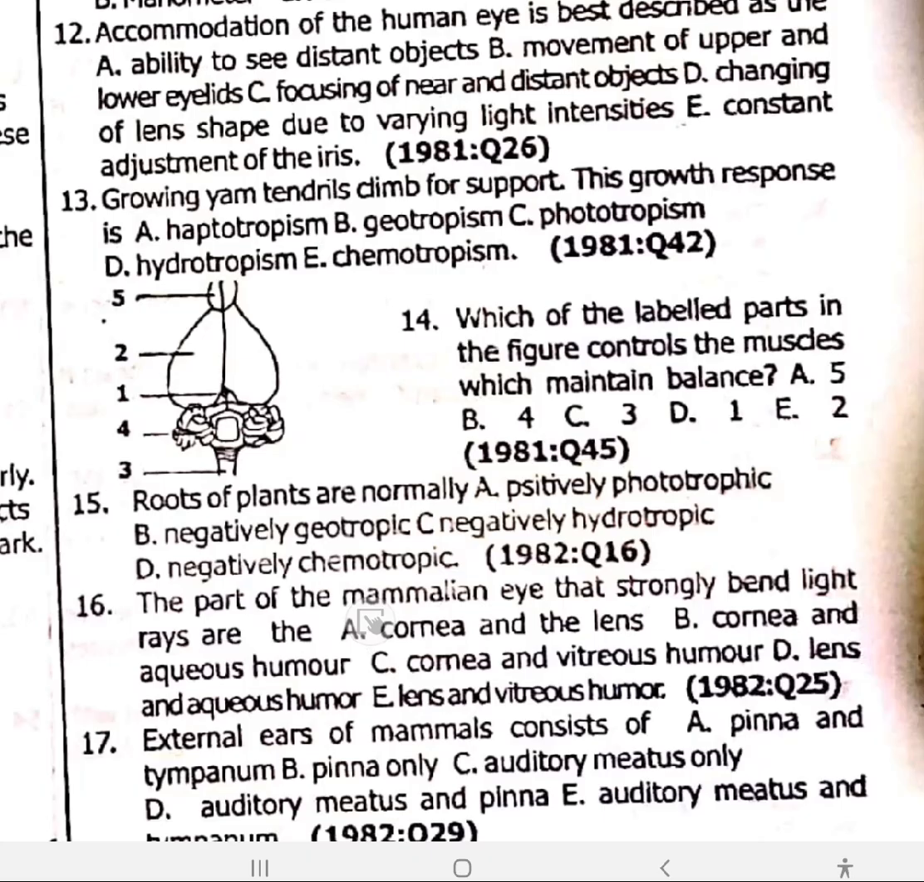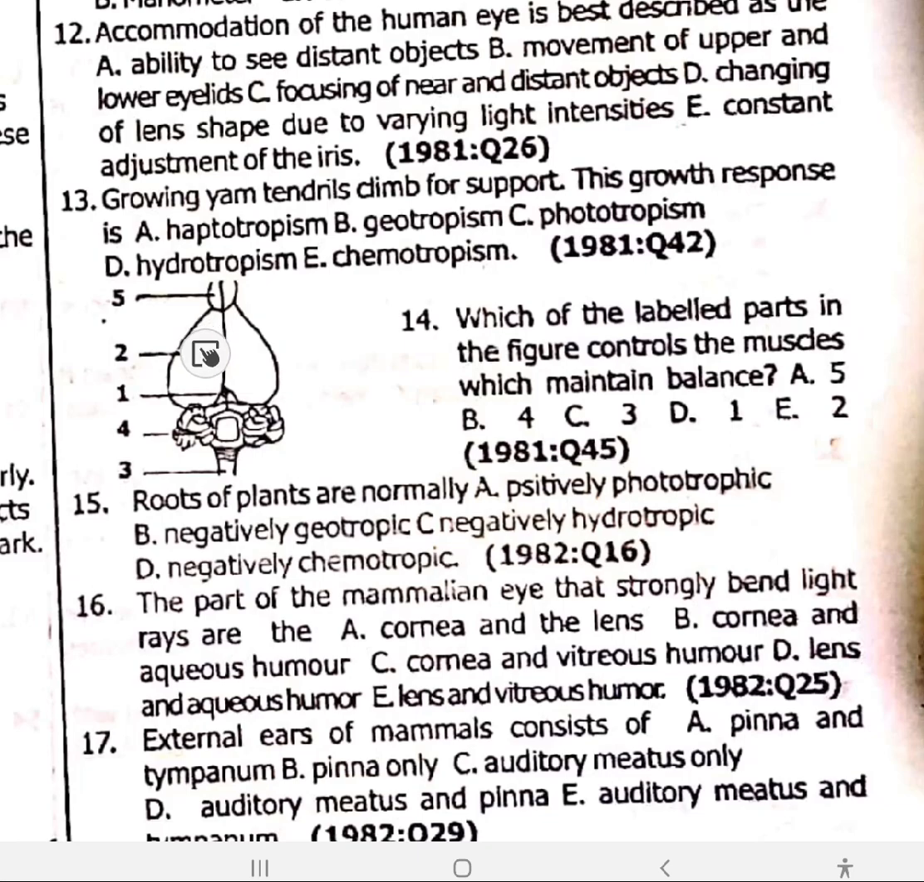14. Which of the labeled parts in the figure controls the muscles and maintains balance? 14. This 4 here, you could draw this if you are taking it down. 4 is called the cerebellum. This drives the sensory impulse from the muscles, joints, eyes, ears to coordinate balance within the body.